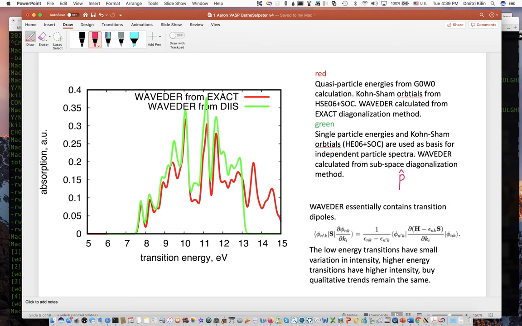And for the lowest energy transitions, the intensities are basically the same. When you look at the higher energy transitions, those get overestimated by a little bit, but overall it shows the same trends. So essentially this was just to check, if we want to do calculations for much larger systems, whether we can get away with doing a cheaper calculation.